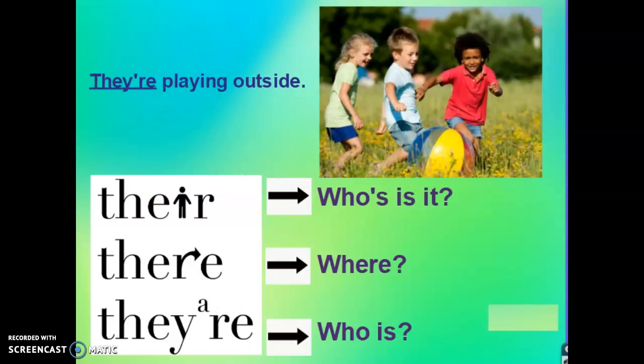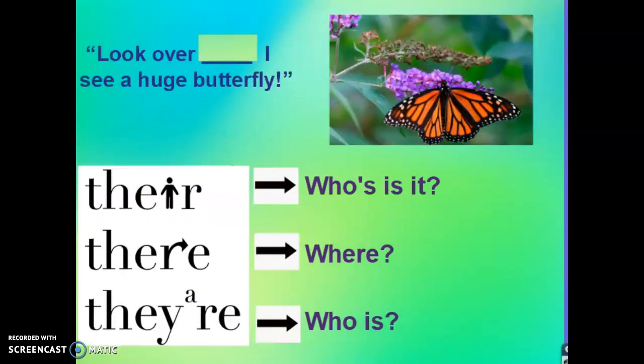They are. Now let's take a look at the second one. Look over there. I see a huge butterfly. Now let's take a look again at our first there. Are we asking whose butterfly it is? No. So let's take a look at the second there. Are we asking where the butterfly is? And yeah, we are. We're telling the person, look over there. There it is. There's the butterfly. So that one fits for this sentence. Look over there. I see a huge butterfly.